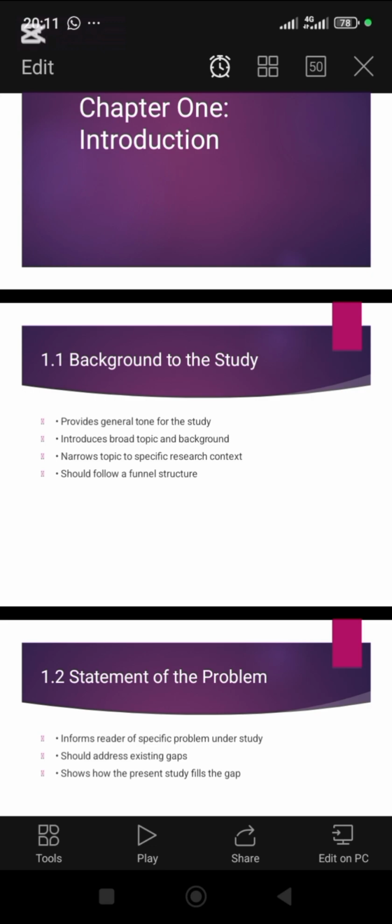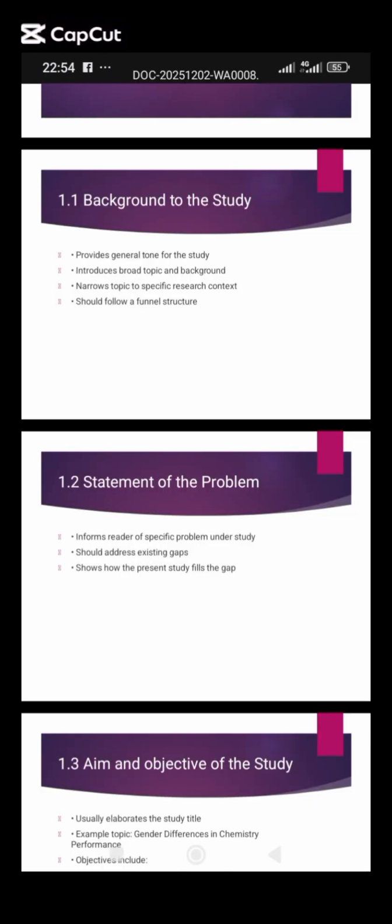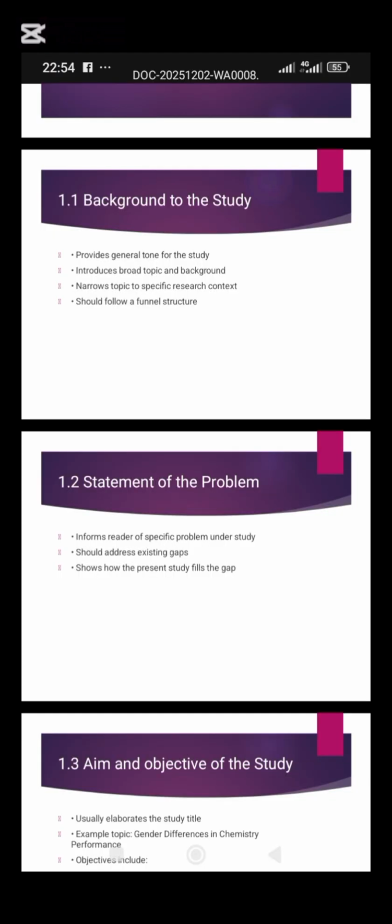And under the introduction is what we have as the background to the study. This background to the study, like you were taught numbering yesterday, it should be what? 1.1. 1.1 provides the general tone for the study. Okay? The background to the study provides what? The general tone to the study. That is where you begin to bring in what your project wants to look like, in the form of an introduction.